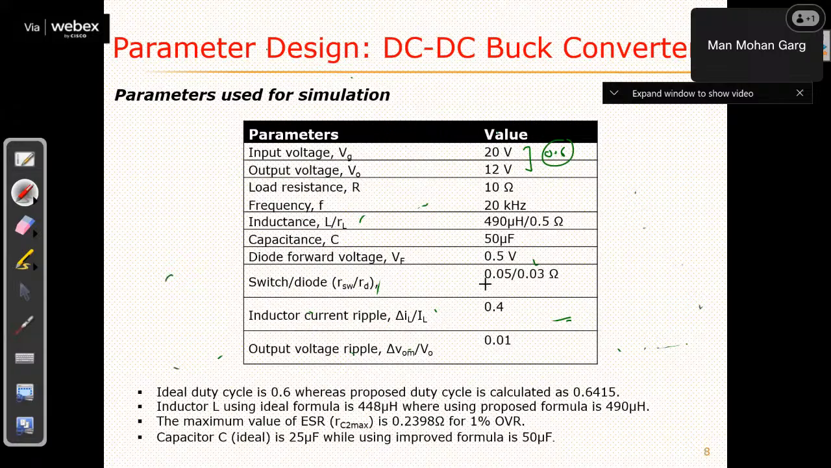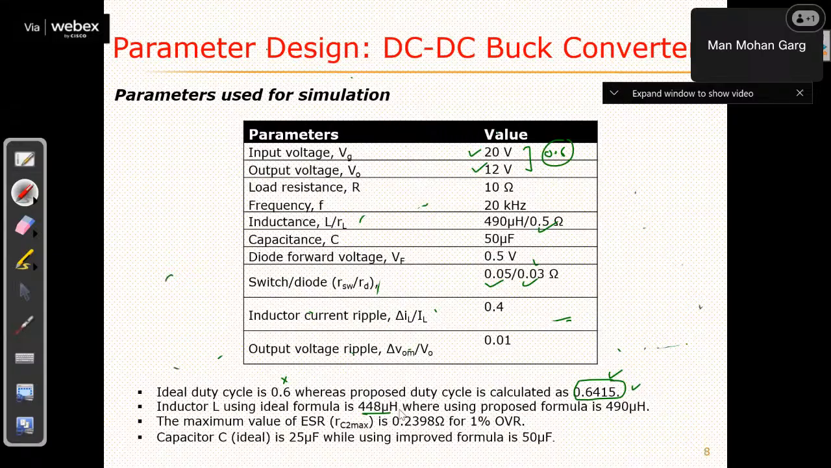We have switch volt, diode volt, right? ESR of inductor. So when we put all these values of ESR, then we find that this duty cycle required is not 0.6, it is 0.6415. If this is the duty cycle, then I will get 12 volt when input voltage is 20 volts. Similarly, with the ideal things, this inductor value is 448 microhenry, but in actual it is 490 microhenry.